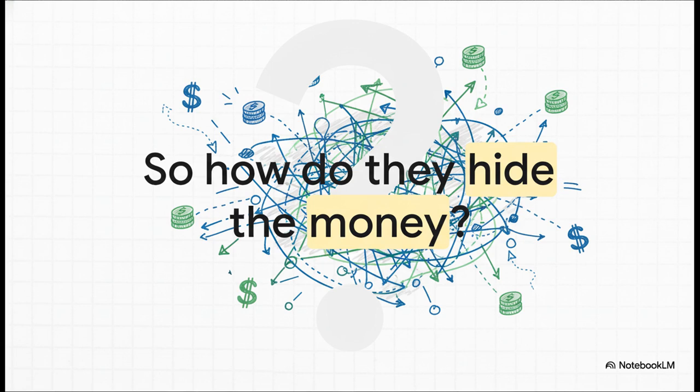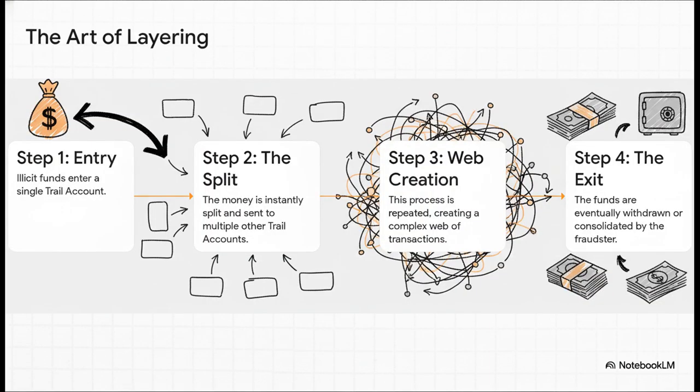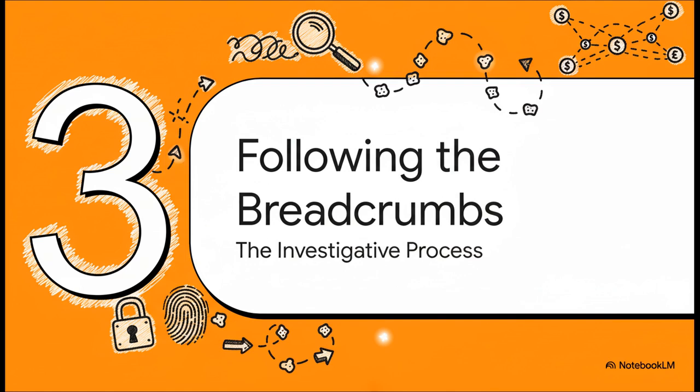Okay, so they've got these throwaway accounts, but a single account is still pretty easy to trace, right? So how do they actually make the money vanish into that huge, complicated web we were talking about? They do it with a technique called layering. And this is basically how it works. The stolen money hits that very first trail account, and then, bam, it's instantly split up and shot out to maybe 5, 10, maybe even 20 other trail accounts. Then, each of those accounts can do the exact same thing. The whole point is to turn one single path into this massive, tangled mess, all to buy the criminals a little bit of time.